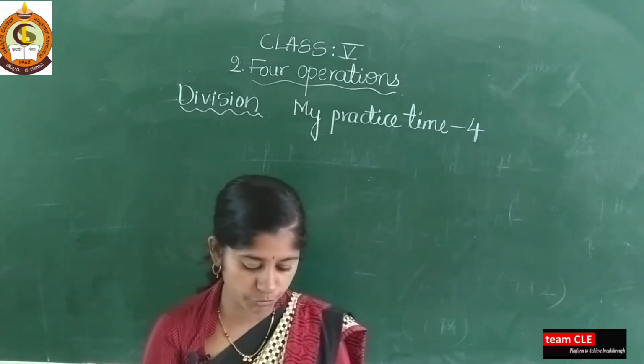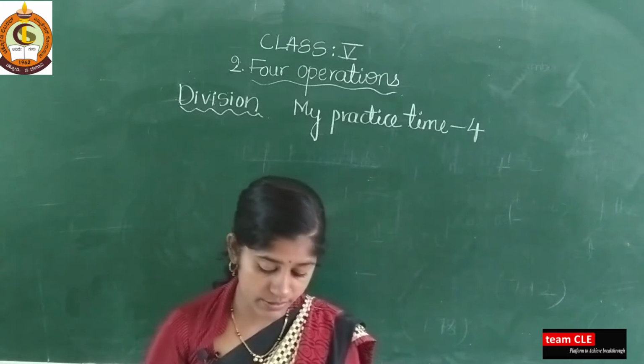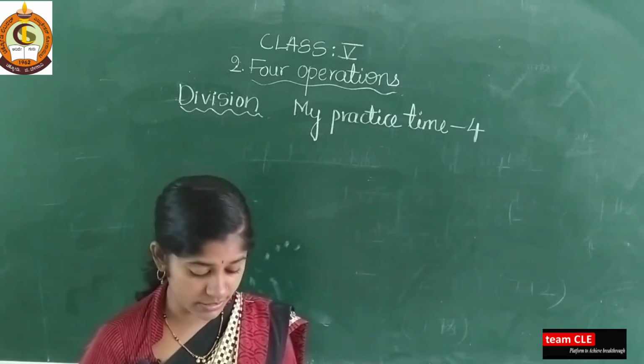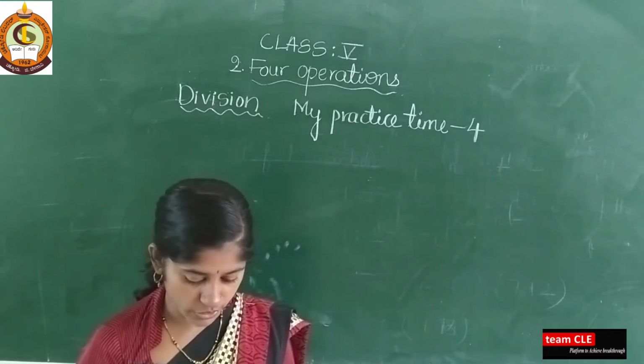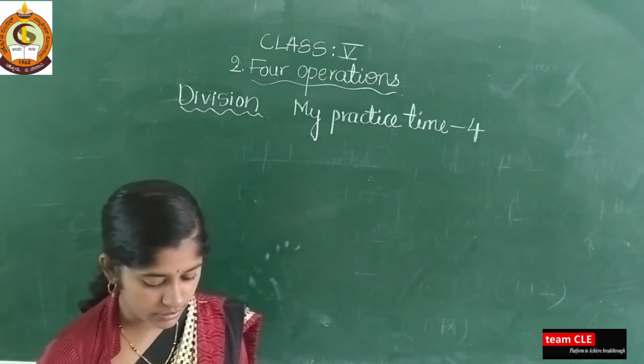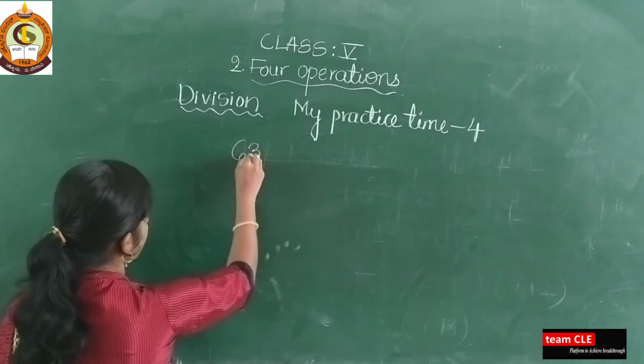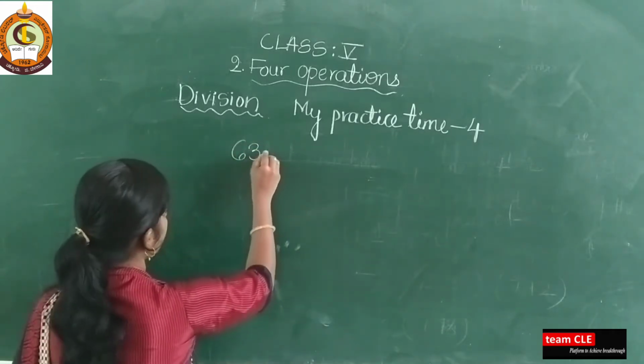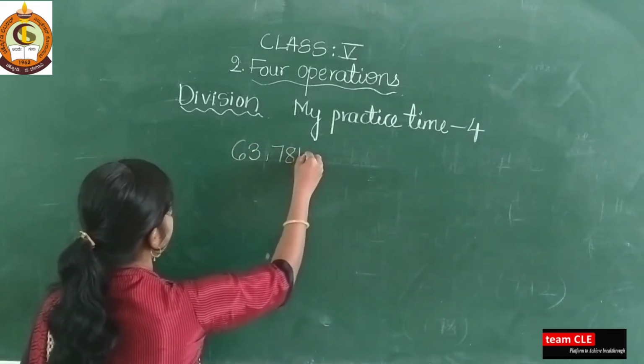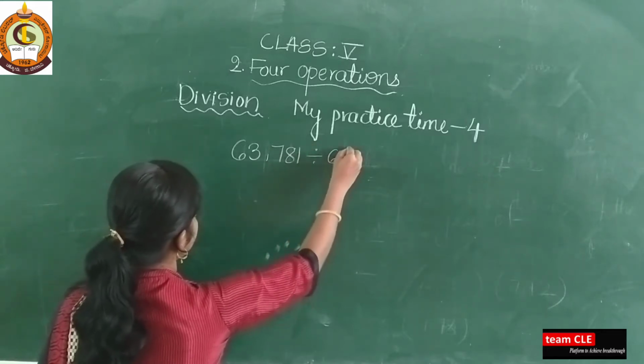First one, divide the following and verify your answer, but here the divisor is a 2-digit number. So let us start here. First example, and that is 63,781 divided by 64.